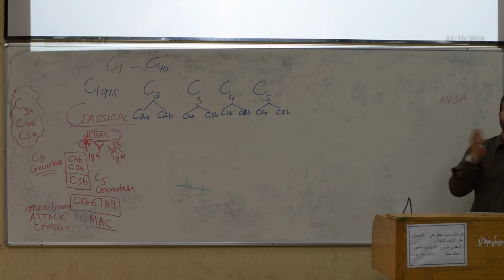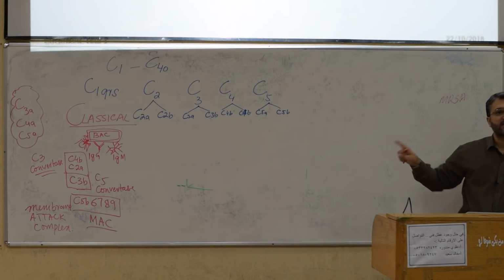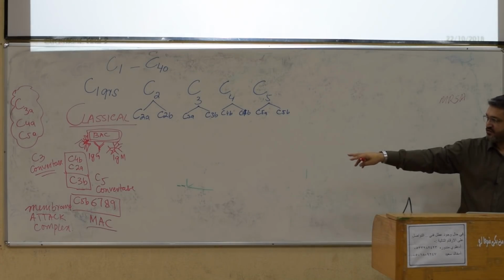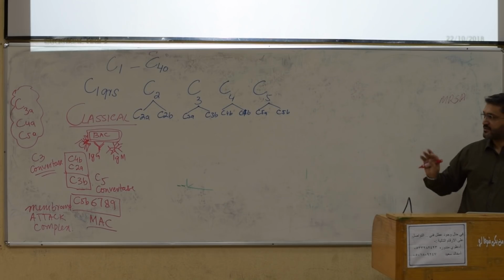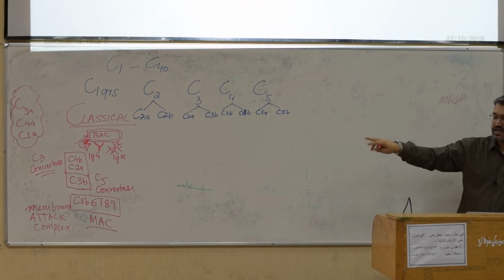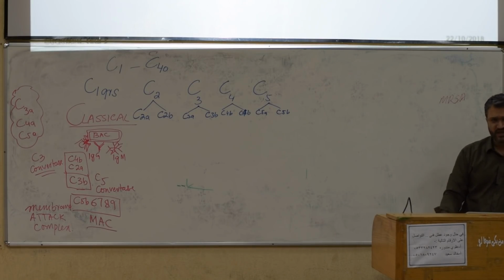That will convert C3 into A and B. So now 2, 3 and 4, simple. Just remember 1, 2, 3, 4. The numbers are coming. So 2, 3 and 4 together are called C5 convertase, which will again convert C5 into A and B. C5B, C6, 7, 8 and 9 join together to form MAC, which is called the membrane attack complex. Then C3A, C4A, C5A also have a very important function, but at the moment just remember that they are called anaphylatoxins. I'll explain what that is in a moment.